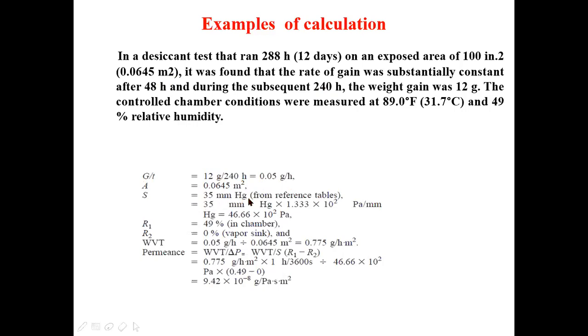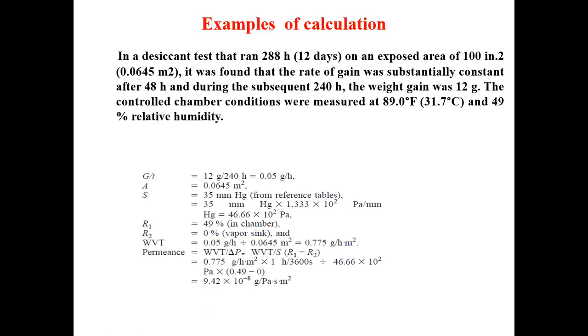So what is S? S is 35 millimeter of mercury. From the psychrometric chart you can see here, there is a reference table that can be used. So R1 is equal to this and R2 is equal to this. So what is the value of the permeance? From the formula you can put WVT divided by S into R1 minus R2. So ultimately we will get this value. So this is the permeability. So this is an example for the calculation of moisture vapor permeability.